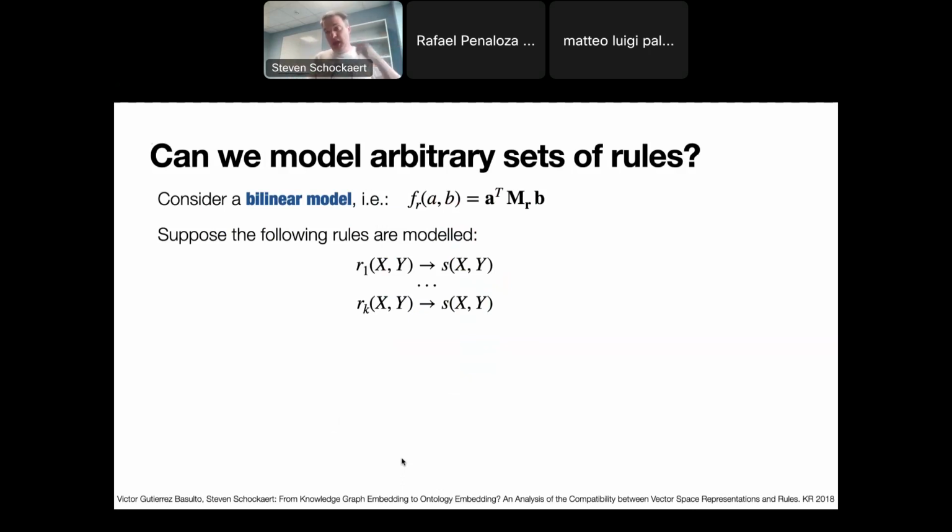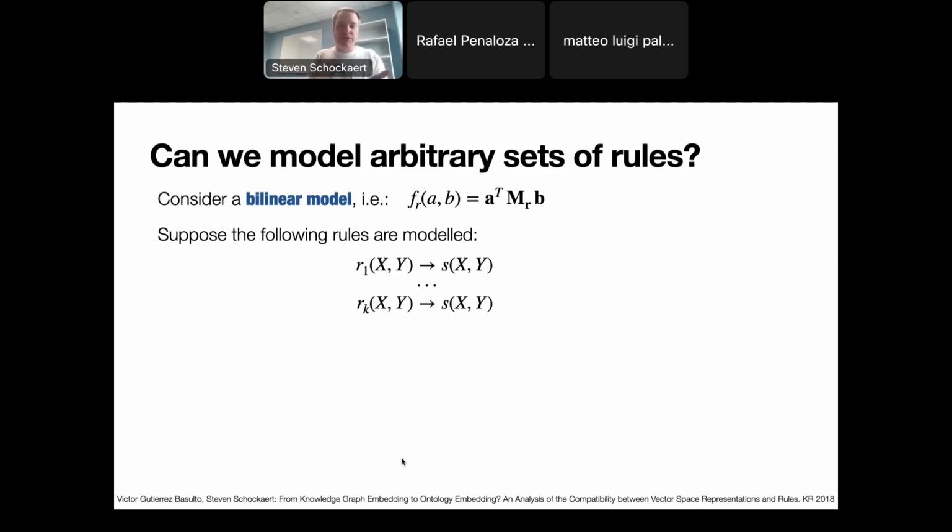Now, the main question I want to talk about in this presentation today is what are the kinds of rule bases that we can capture in this way? So is it possible, for example, given an arbitrary set of rules, to find a geometric representation that exactly satisfies this set of rules? And so the answer is no. But we can give a more fine-grained answer depending on the kinds of regions that are used.